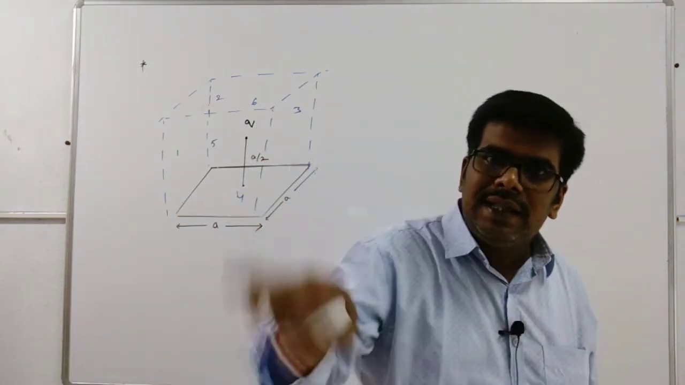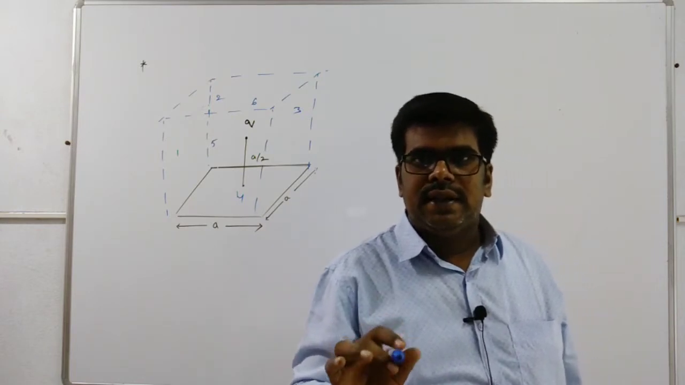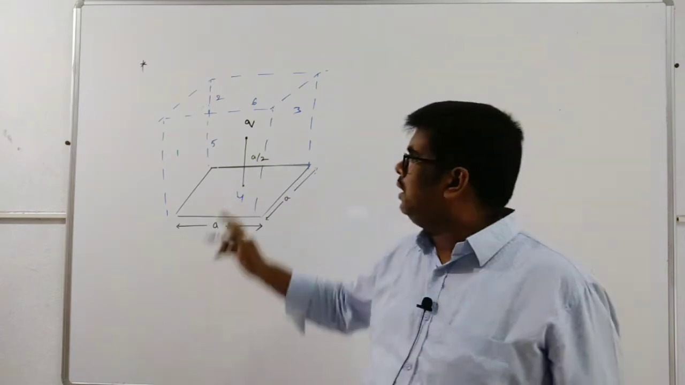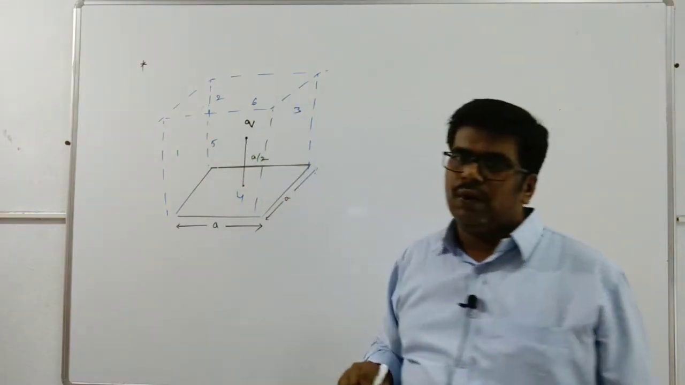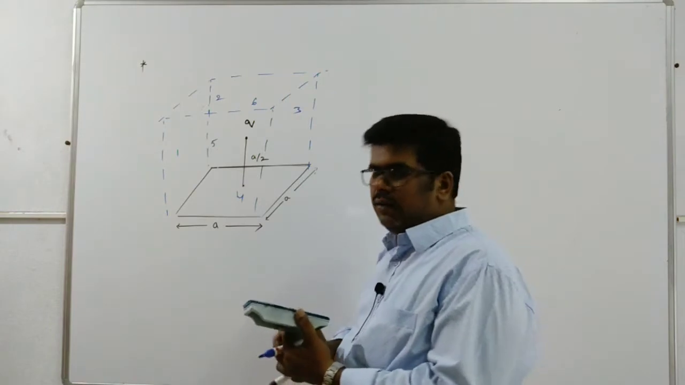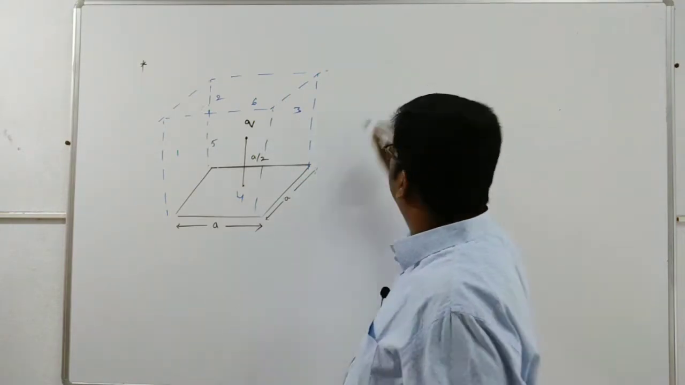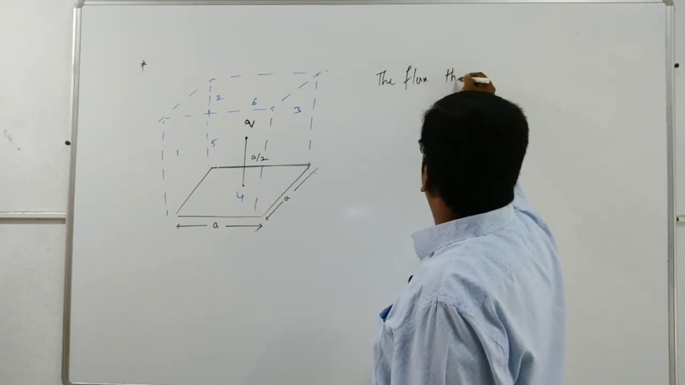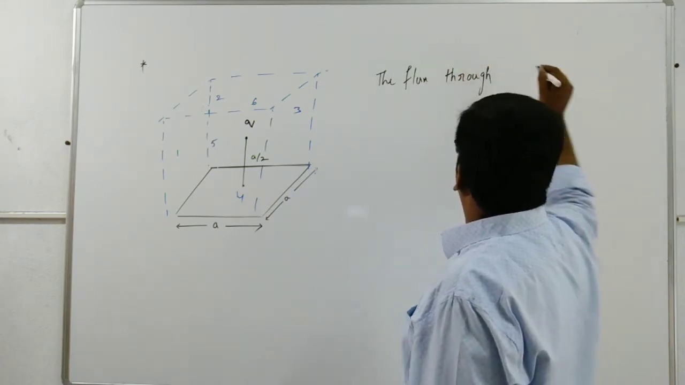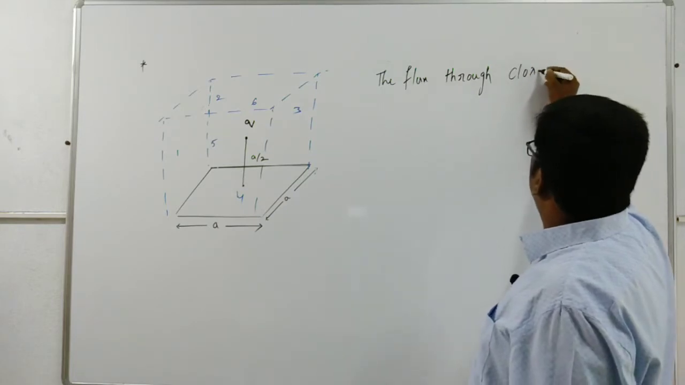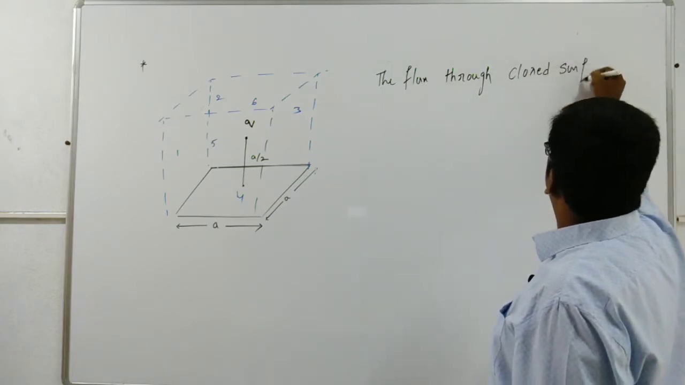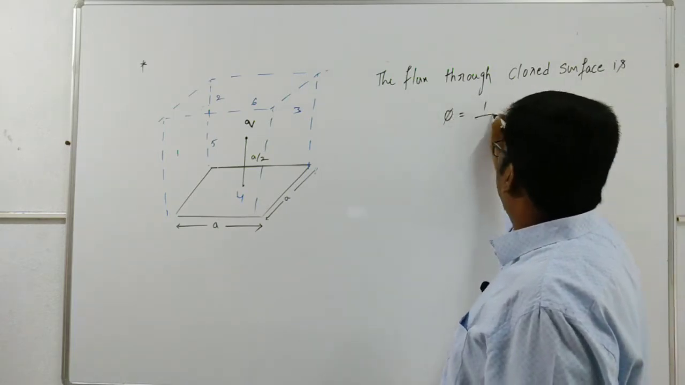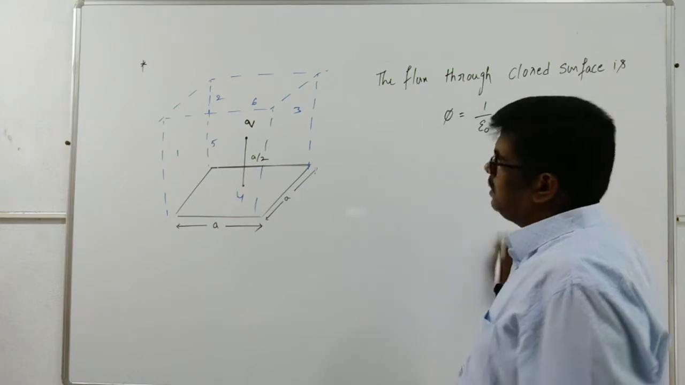So through these 6 surfaces, the total flux is nothing but 1 by epsilon naught times the charge enclosed by this closed one. So now it is a closed surface. What is the flux through this total closed surface? The flux through the closed surface is phi equal to 1 by epsilon naught times the net charge.